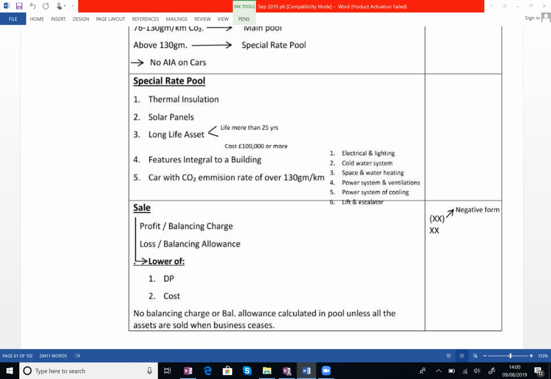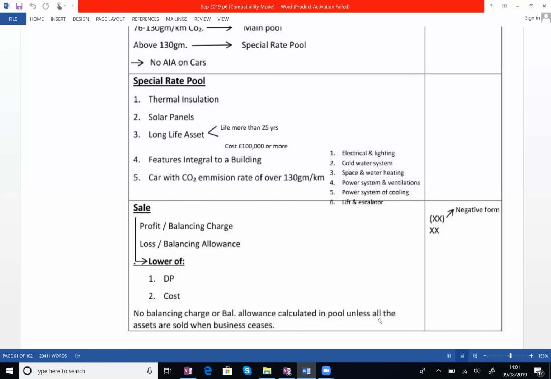Always when you sell the asset, record it at the lower of DP, DP meaning disposal proceeds, and number two, cost. Choose the lower of the two figures and record the asset at that figure. And next, now last point, no balancing charge or balancing allowance is calculated in the pool unless all the assets are sold when the business ceases. Do not calculate the balancing charge or balancing allowance in the pool, main pool or special rate pool, until your business ceases.